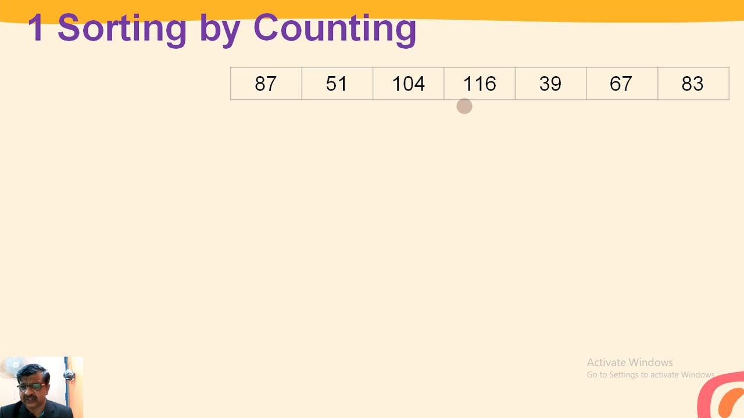Similarly, for 116, all other elements are lesser than this. There are 6 elements which are lesser than 116. Therefore, 116 should find the 6th position in the sorted array. That is the last position.